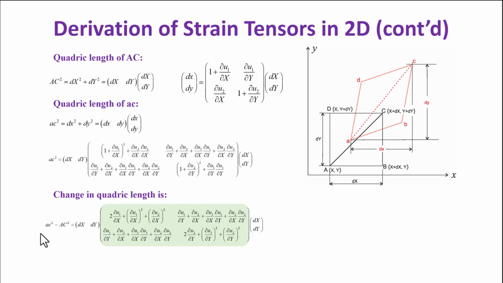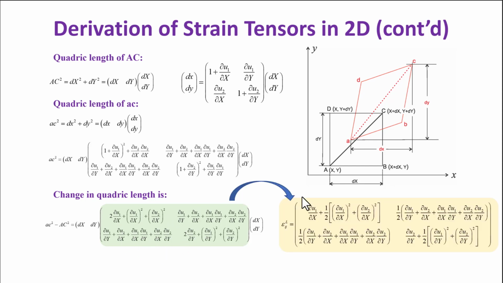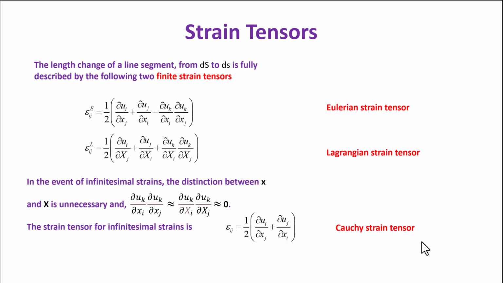The quadratic length change, AC squared subtract capital AC squared, gives rise to this relationship, and this is explicitly the Lagrangian strain tensor we obtained previously. So finally, we get two strain tensors, finite strain tensors, because these tensors are applicable to large strains. One is the Eulerian strain tensor, which is this relationship, and the second is the Lagrangian strain tensor.